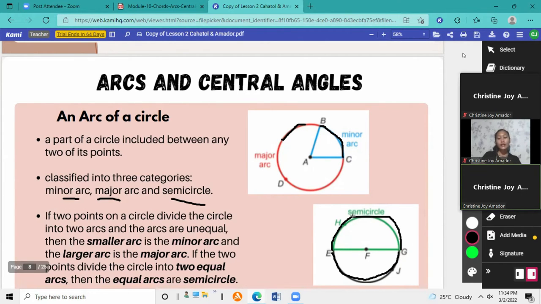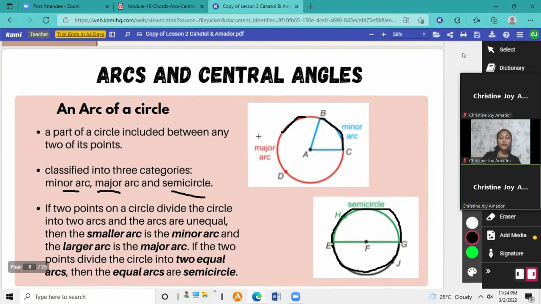Again, if a circle is divided into two equal arcs, then that is a semicircle. But if that arc is less than the semicircle, then it is a minor arc. But if that arc is greater than the semicircle, then we will call that one a major arc. So those are the three categories of arc.